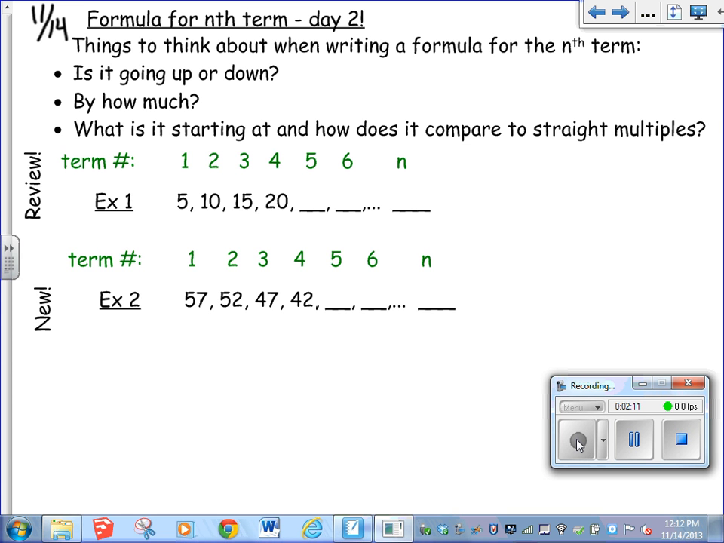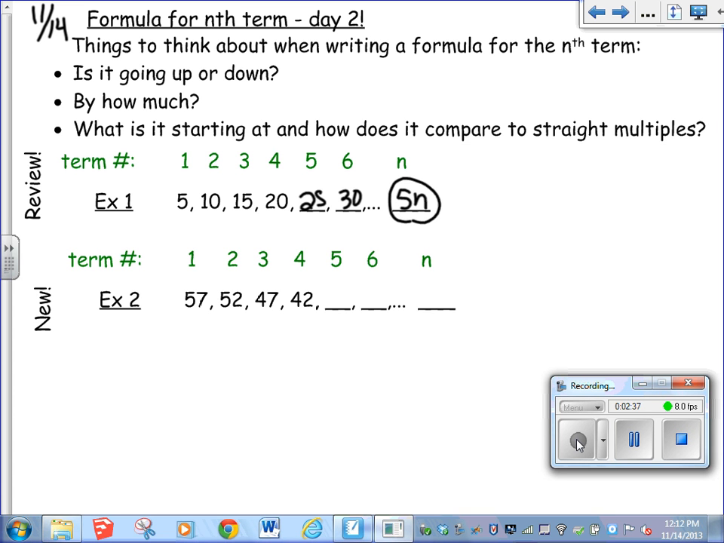And how do these numbers compare to the straight multiples of 5, Mikey? They are the straight multiples of 5. What was your formula you came up with? 5n. So every time we take the term number and multiply it by 5, we get the next term in the sequence. 2 times 5 is 10, 3 times 5 is 15. Very good. 5n was the formula for the nth term there. All right, that was good.